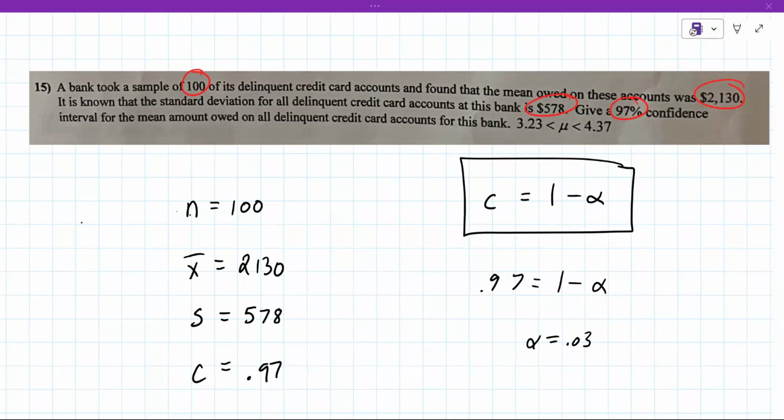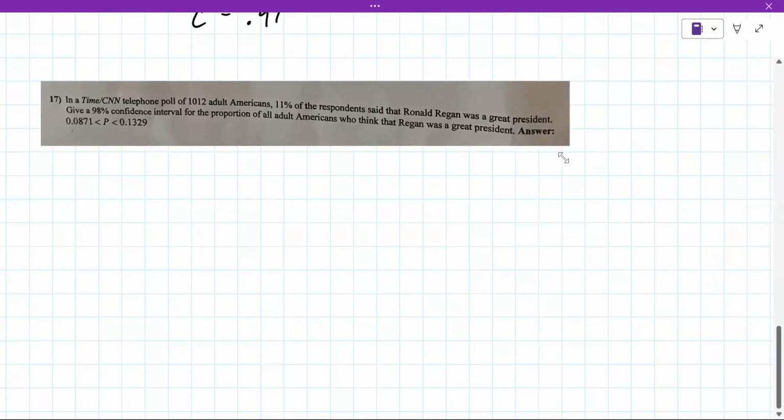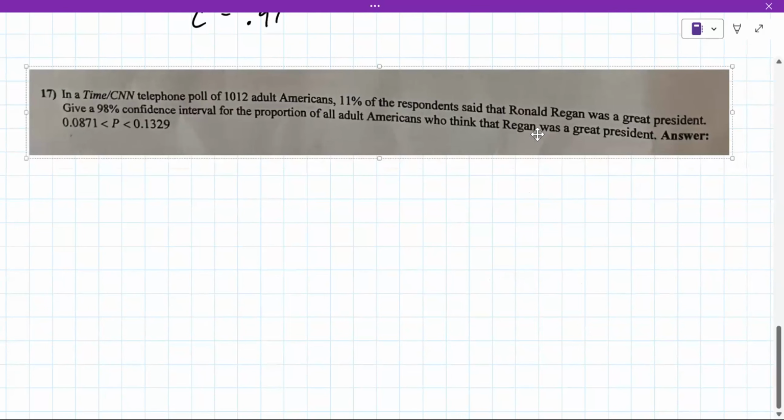Okay. All right, now we have not done a proportion confidence interval, and there's one little wrinkle with your calculator that it may or may not be able to do. And I believe this is the one that has that little wrinkle. It says that in a Times CNN telephone poll of 1,012 adult Americans, 11% of the respondents said that Ronald Reagan was a great president. Give a 98% confidence interval for the proportion of all adults who think that Reagan was a great president.